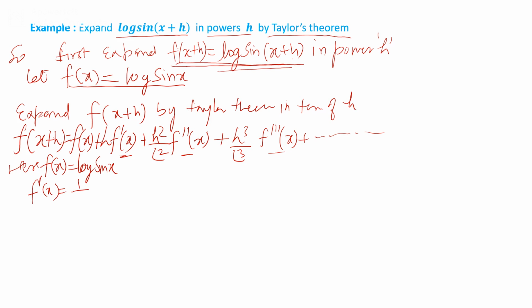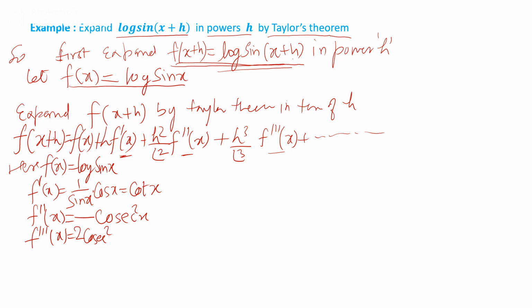Log sine x, we get 1 upon sine x into the derivative of sine x, which is cos x. So we write cos upon sine, we can write cot x. Take the second derivative of the function f(x). The derivative of cot x is minus cosec square x. Now again take the third derivative of f(x). Now for the cosec square x, we write 2 cosec square x into cot x.